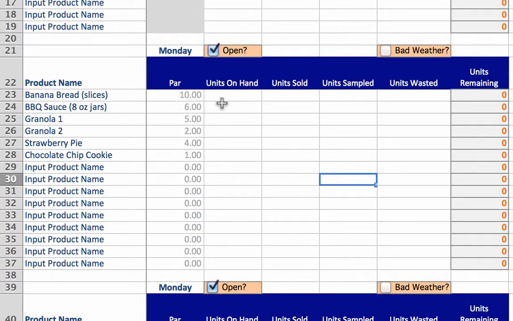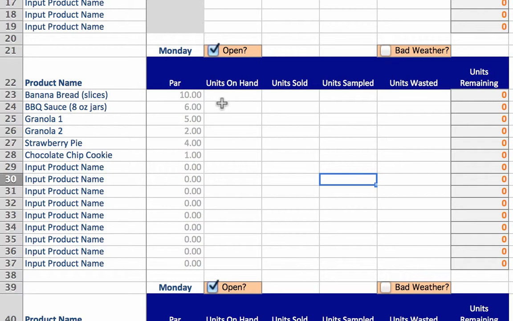Starting in week 2, we no longer have grayed out bars for the par column, but instead you're going to find numbers there. These numbers are based on how many products you sold the prior week, assuming you were open. If you weren't open, then the spreadsheet calculates your par based on up to 12 weeks of historical data, and then it also takes into account whether you're predicting a bad weather day or not for that sales day.